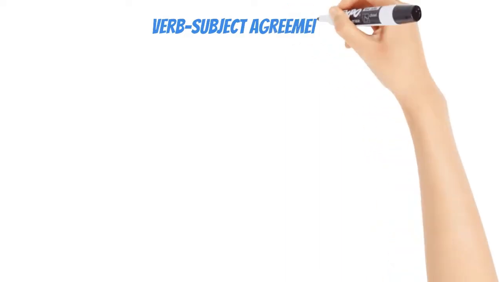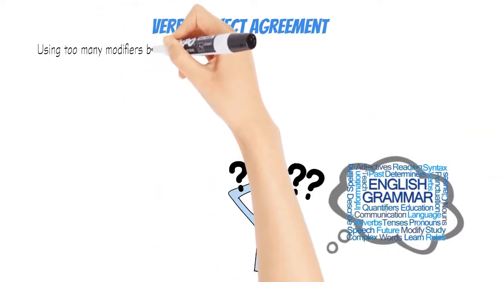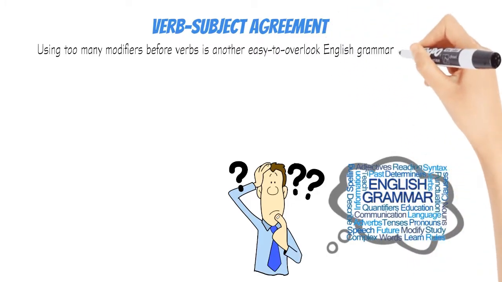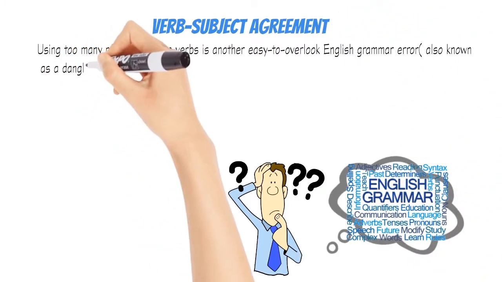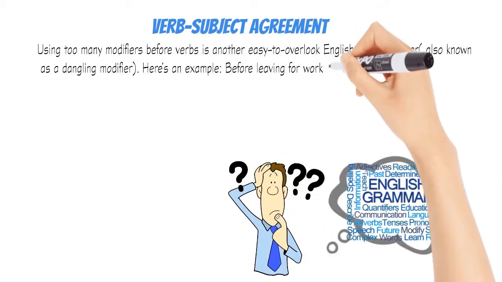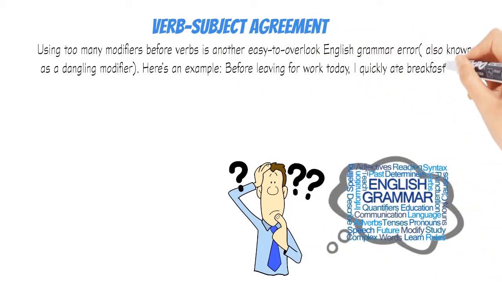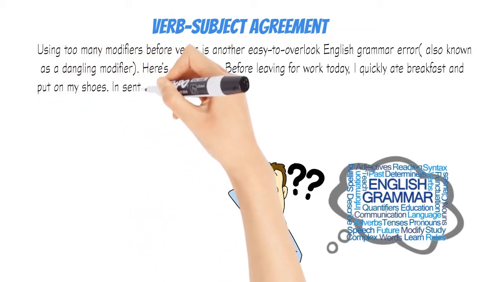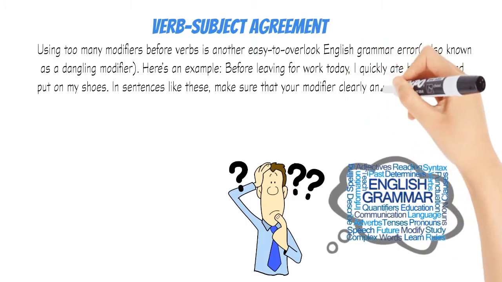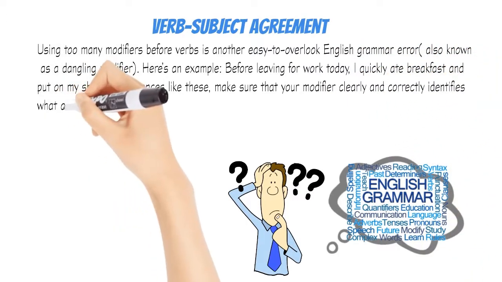Verb-subject agreement. Using too many modifiers before verbs is another easy to overlook English grammar error, also known as a dangling modifier. Here's an example. Before leaving for work today, I quickly ate breakfast and put on my shoes. In sentences like these, make sure that your modifier clearly and correctly identifies what or who you mean.